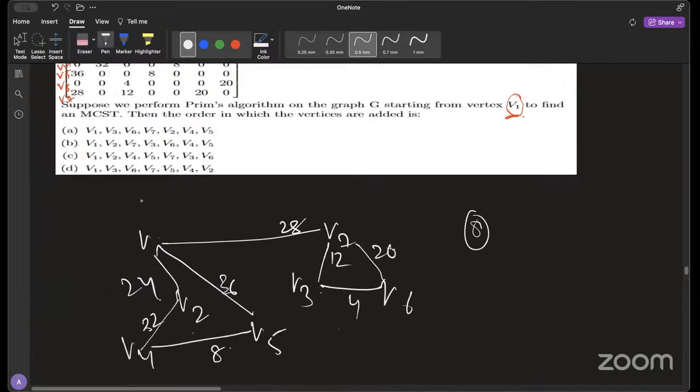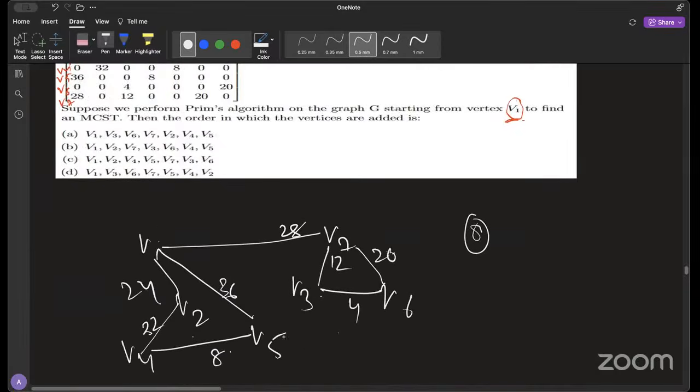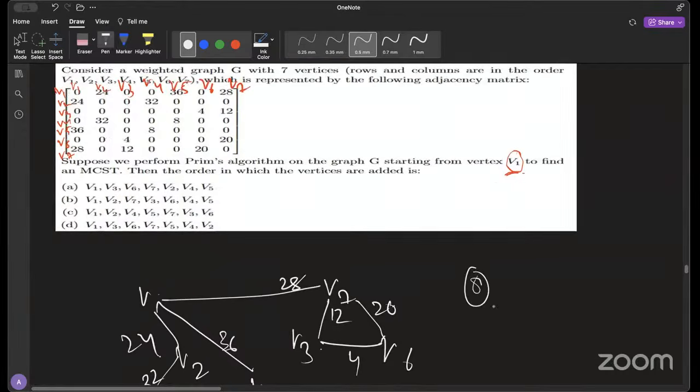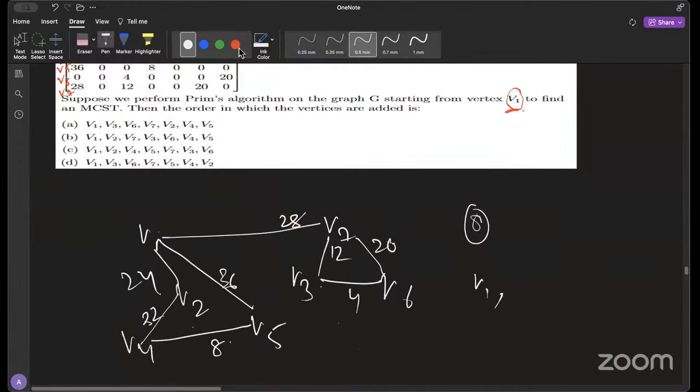Okay. So we've made the graph correctly. Now let's find the order starting from V1. So V1 is the first one, obviously. You start from here. Then the unlocked ones would be these ones. This gets unlocked, this gets unlocked, this gets unlocked, right? And you choose the minimum from these. So this will be the next vertex. This is covered and the next vertex is this. So your next vertex is V2.